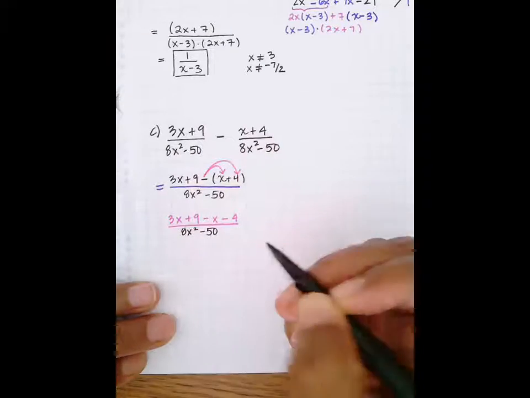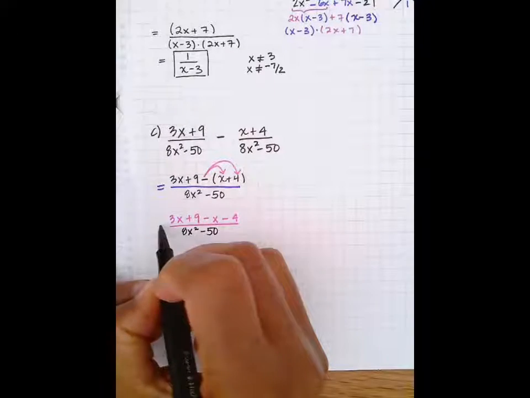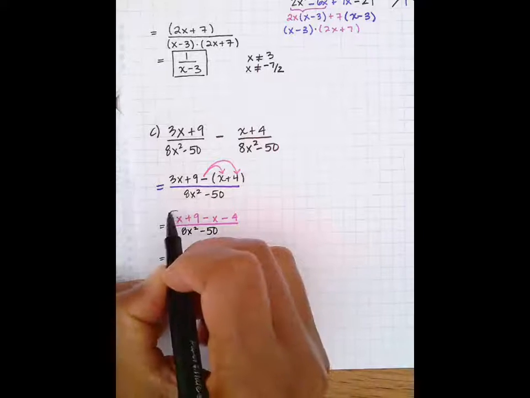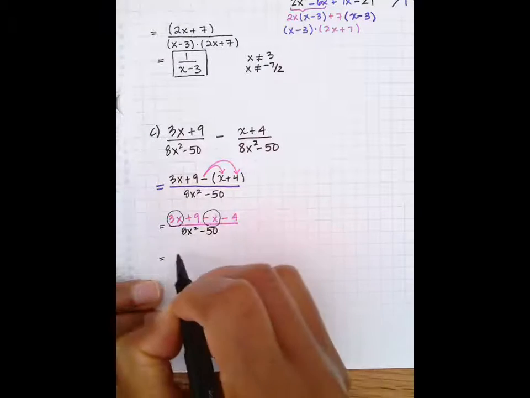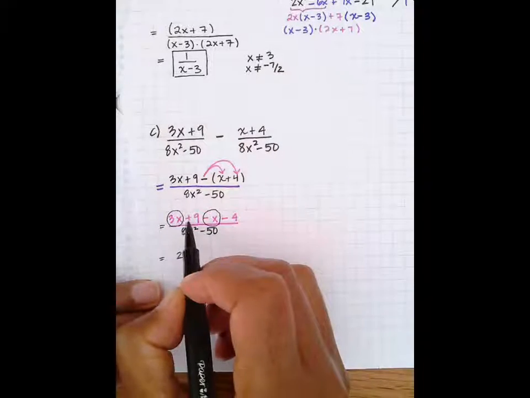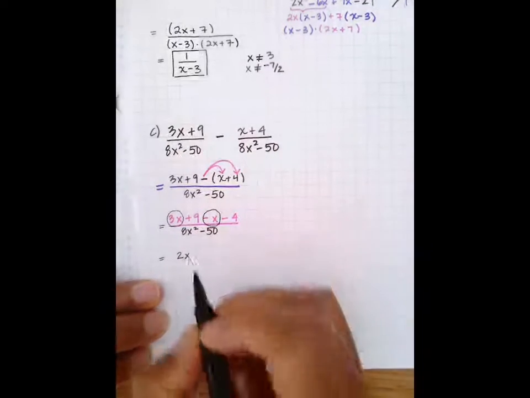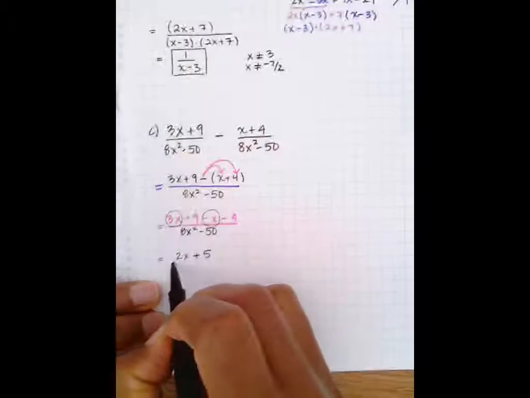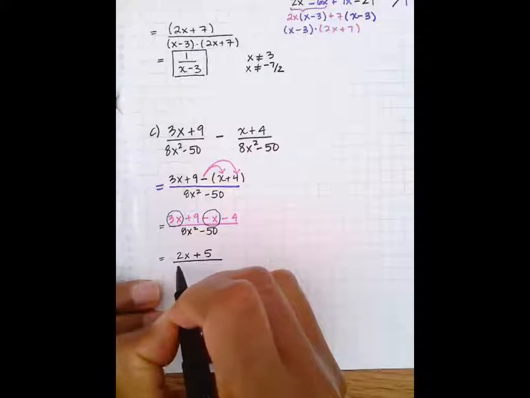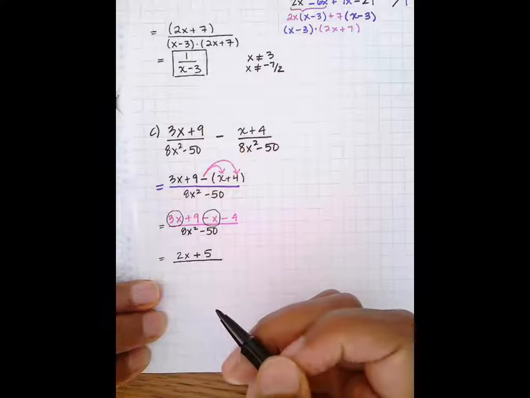If I continue to simplify and combine some like terms here, I've got the 3x and a negative x, and those combine to 2x, and then the positive 9 and the negative 4, those constant terms, combine to a 5. And in the denominator, I do have the 8x squared minus 50.